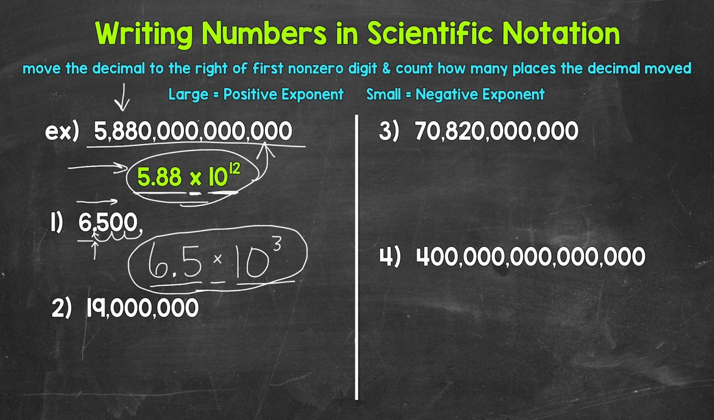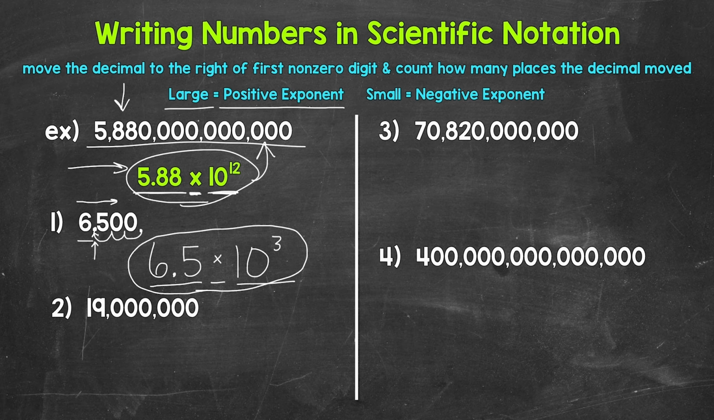We have a number greater than or equal to 1, but less than 10, times a power of 10. Now, I do want to mention before moving on to number 2 that when we have scientific notation with a positive exponent, we are working with large numbers. When we have a negative exponent, we are working with really small numbers, and we will get to those next.